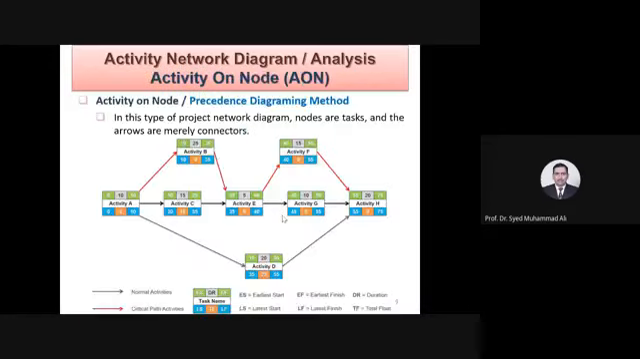Okay, now coming to the second one, which is the activity on node. The activities are not happening on the arrows, but at the nodes. This is called the precedence diagram method. In this type of project diagram, nodes are tasks. Nodes are tasks, and arrows are merely connectors. So these are just the relationships, just connections. How A is connected to B, how B is connected to E, and so on.